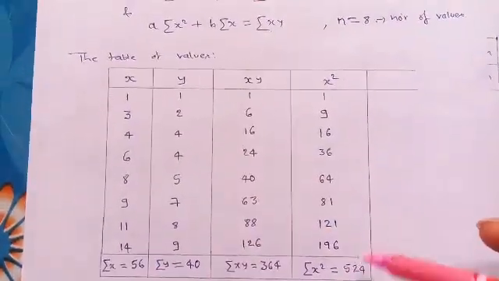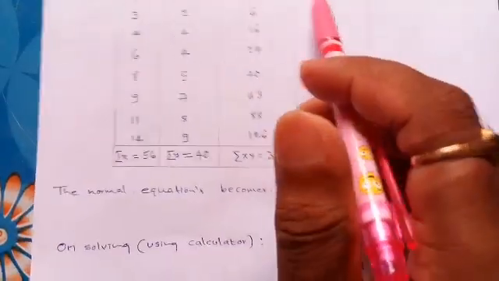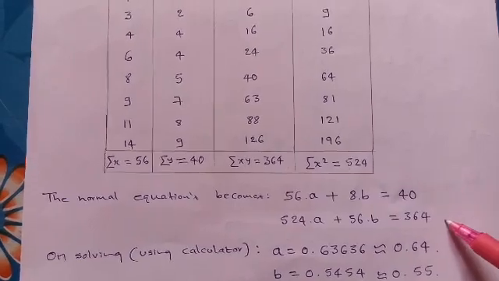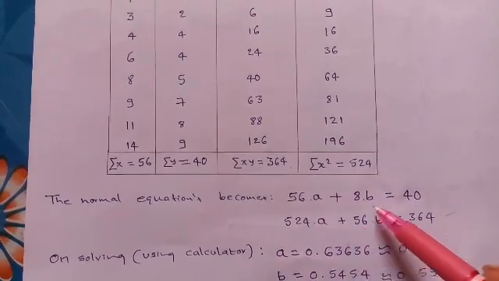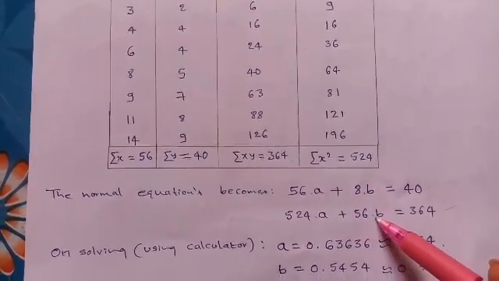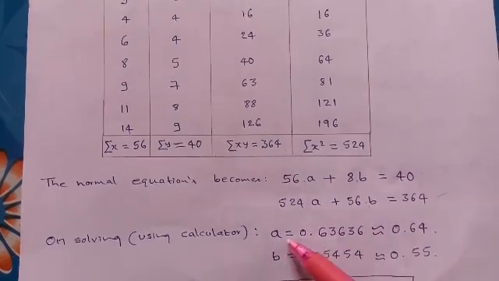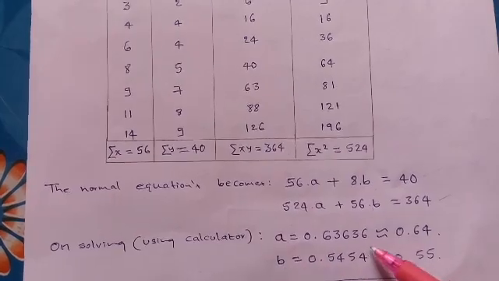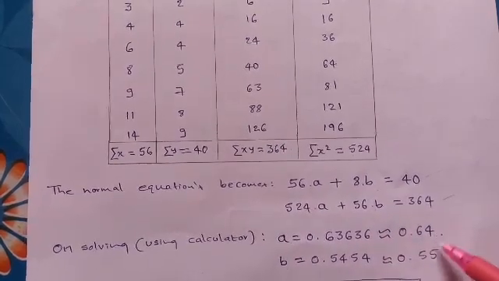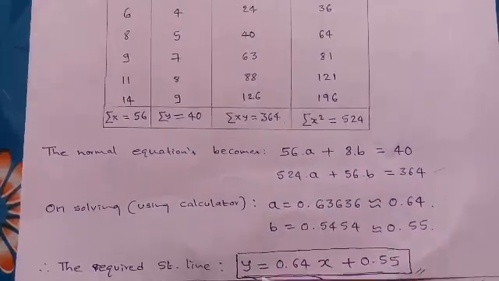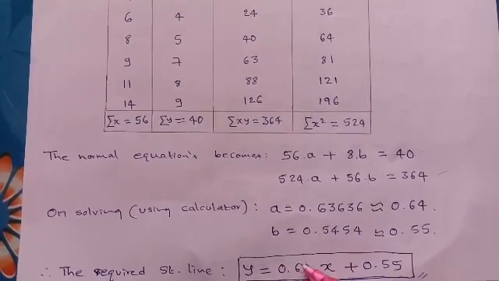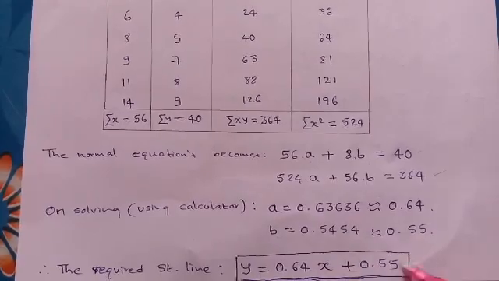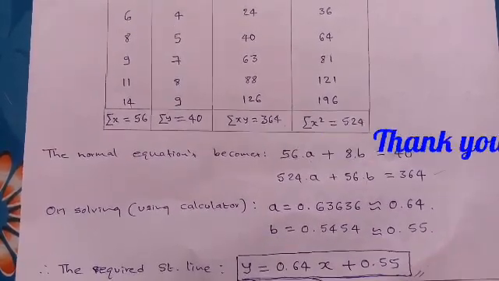Substitute these summation values into the equations. You will get two simultaneous linear equations with two unknowns a and b. By using a calculator, you can find the values of a and b, correct to two decimal places, and substitute into the equation of a straight line, ax + b. This is the required straight line.